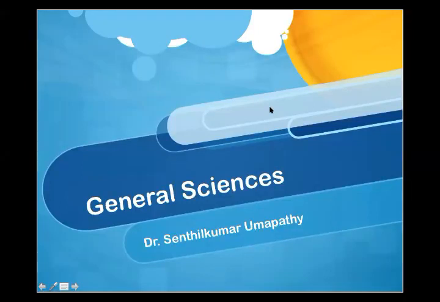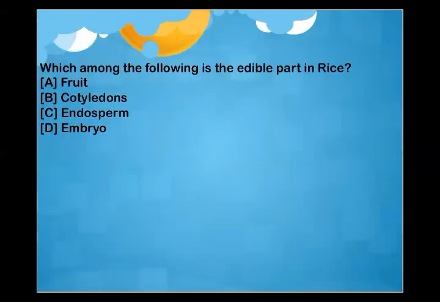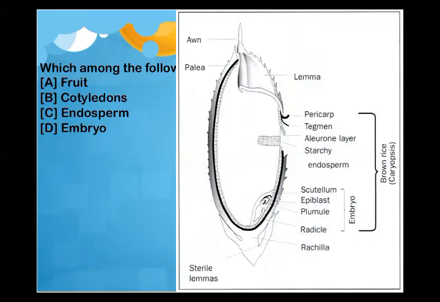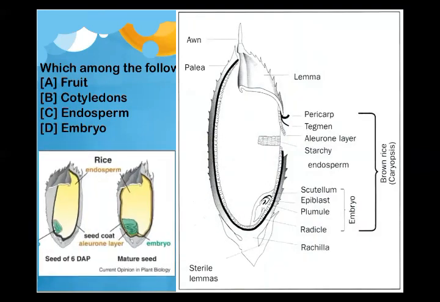Good evening, everyone. In continuation with this general sciences, today we are going to see a few questions related to UPSC prelims. Which among the following is the edible part in rice? Fruit, cotyledons, endosperm, embryo. The answer is endosperm.